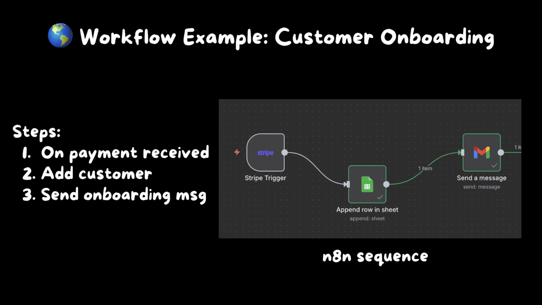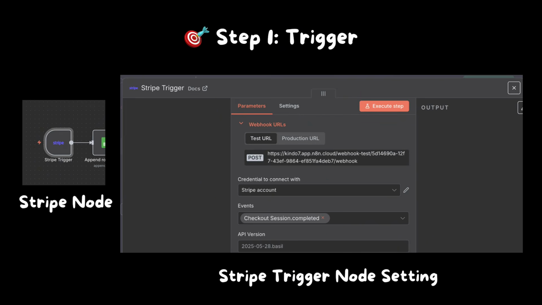Here's what we're building. When someone pays through Stripe, N8N automatically does all of that for you while you sleep, while you're on vacation. So step 1, the trigger. First, we need N8N to know when someone pays. See this? This is a Stripe trigger node. Every time someone completes a payment, Stripe tells N8N, money just came in.